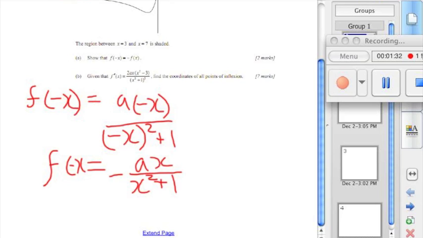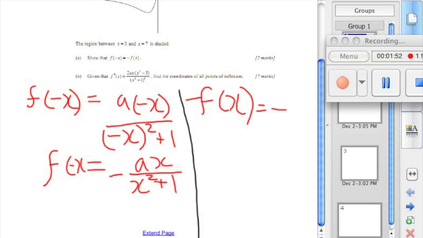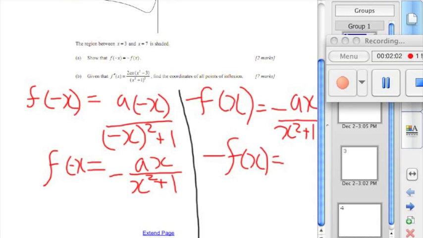Now, the other half of this is to find what negative f of x is, to prove that f of negative x equals negative f of x. So to find negative f of x, we're going to take the negative of the whole function, in essence, ax over x squared plus 1. So you know that negative f of x is negative ax over x squared plus 1.